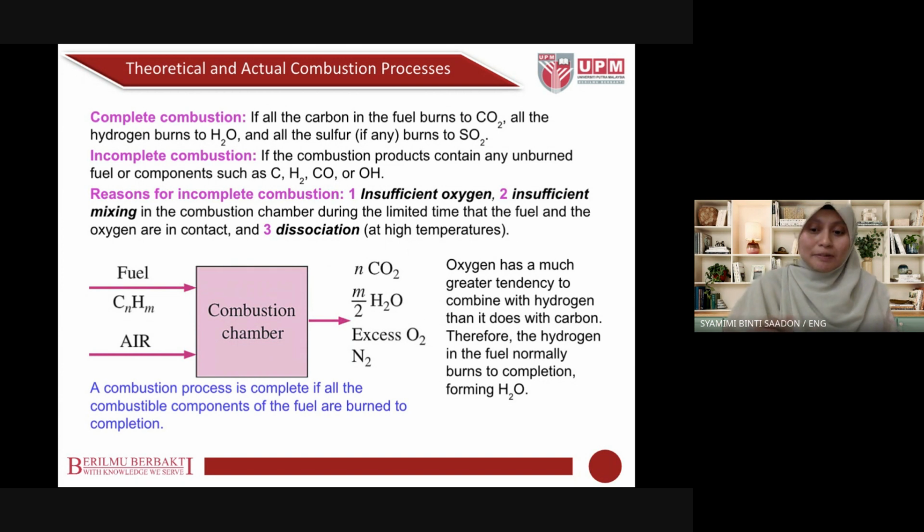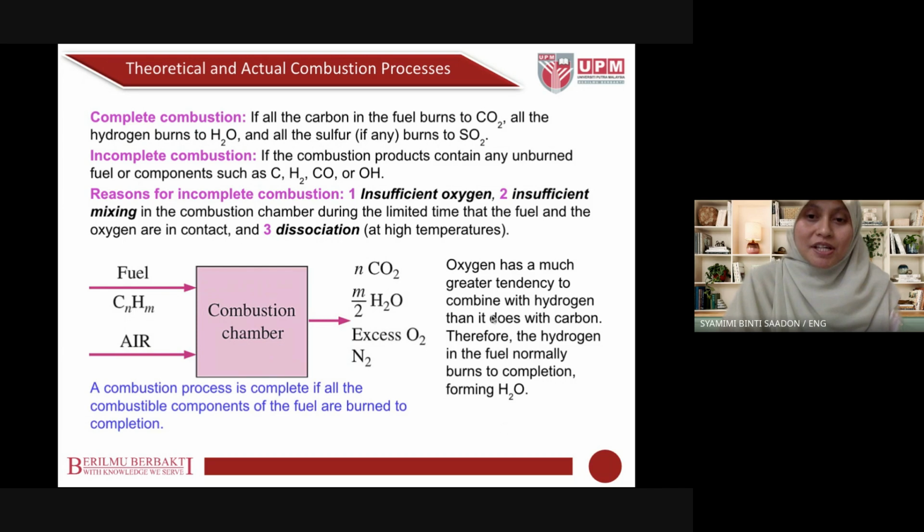Dissociate means separate at high temperature, maybe because the temperature is too high. So this is an example: the reactants, the hydrocarbon fuel mixed with the air, the oxidizer, give you components such as carbon dioxide, hydrogen, the excess balance of oxygen, nitrogen, etc. A combustion process is complete if all the combustible components are burned to completion.